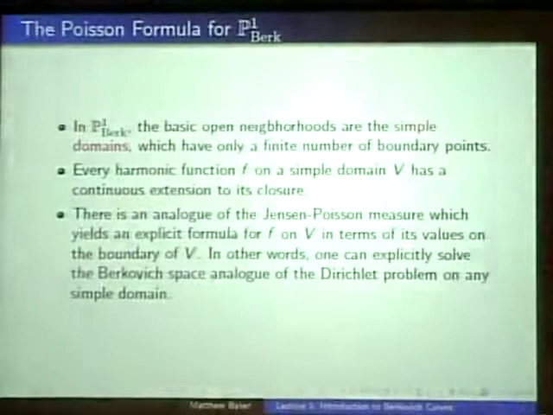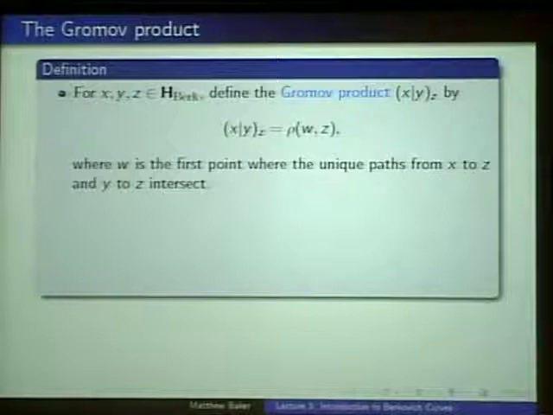So here's how it works. I'm going to give you a very explicit construction of how you reconstruct the values of a harmonic function from the boundary values. So it's convenient to define the Gromov product (x, y)_z as the distance in this path metric from w to z, where w is the first point where the unique paths from x to z and y to z intersect. So here's what this is. You take two points in hyperbolic space, and you have a third reference point, z. From x to z, there's a unique path. From y to z, there's a unique path. And there'll be some first point where those paths intersect. You take the distance from that point to your reference point, z.